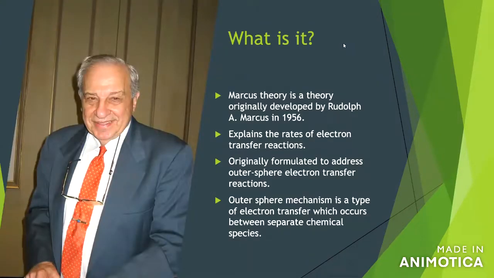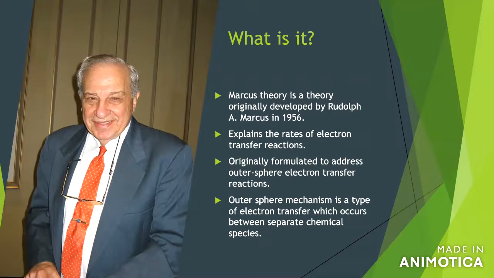What is it? The Marcus theory is a theory originally developed by Rudolf A. Marcus, which started in 1956. This was to explain the rates of electron transfer reactions, the rate at which an electron can move or jump from one chemical species, the electron donor, to another, the electron acceptor. It was originally formulated to address outer sphere electron transfer reactions, in which two chemical species change in their charge with an electron jumping, but do not undergo large structural changes.